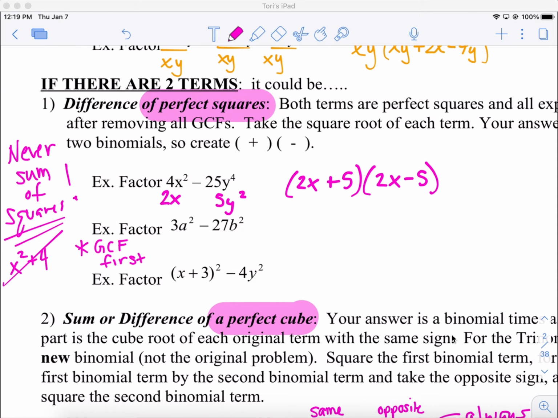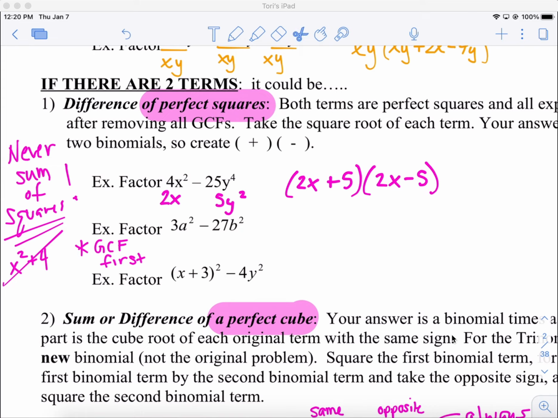All right, when it comes to difference of perfect squares, you want to make sure that every piece of that binomial can be square rooted. So I could square root 4. I can square root x squared. I have a 2 and an x in that term then. I can square root 25. I can square root y to the 4th. That gives me the 5 and the y squared.